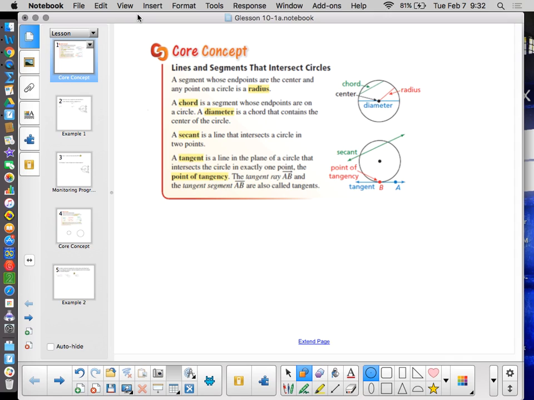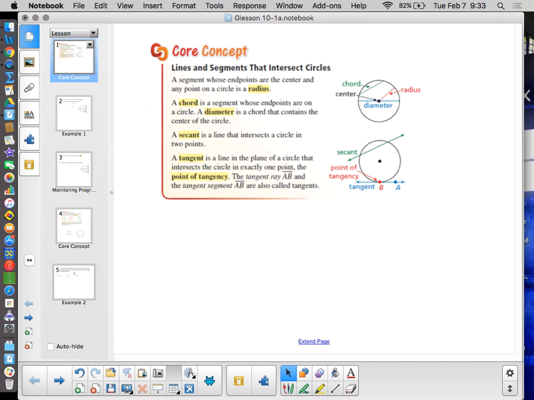Now, I'm sure most of you know radius and diameter. We've seen these plenty of times. The radius of a circle goes from the center to a point on the edge. The diameter goes all the way across the circle and through the center, and a radius is half the length of a diameter, or a diameter is twice the length of a radius. Pretty simple. Those are pretty easy concepts.